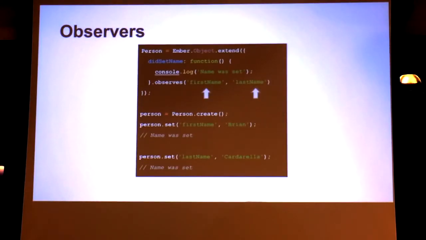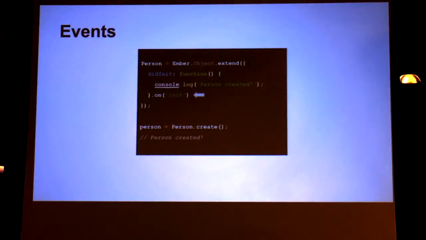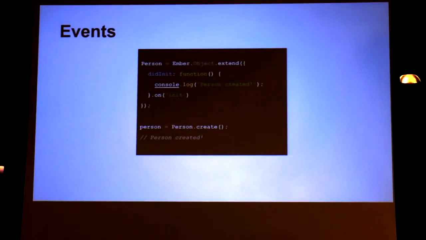This is just showing multiple observers, so firstName, lastName. In this case, we set the first name, and then we see it log run, and we set the last name, we see it run. Events.